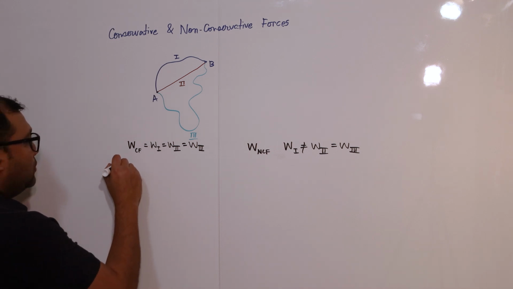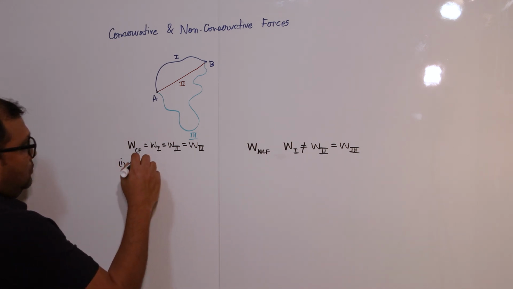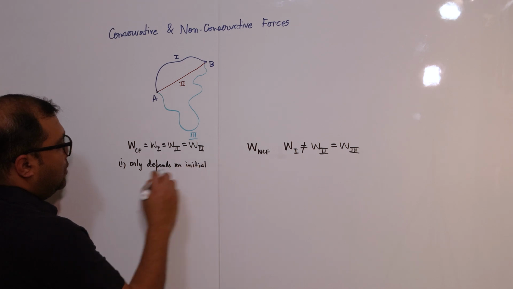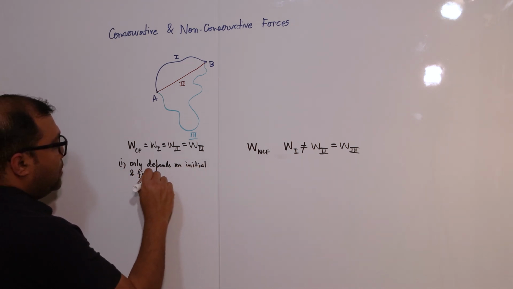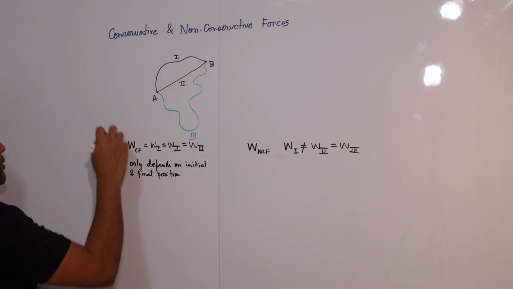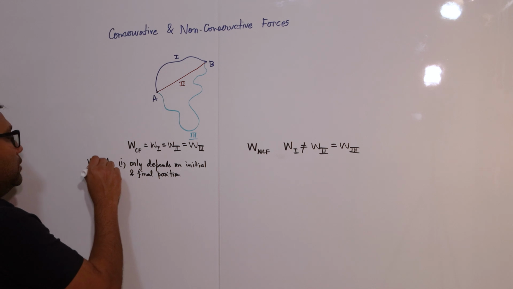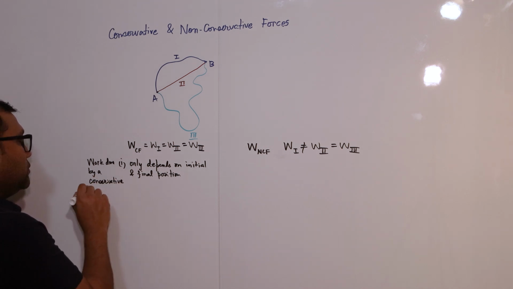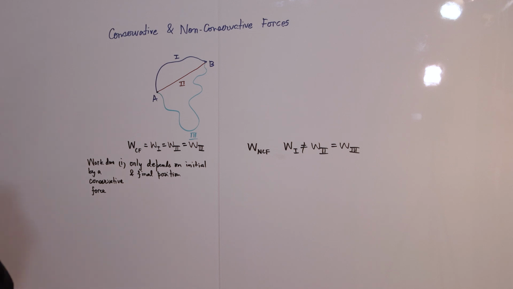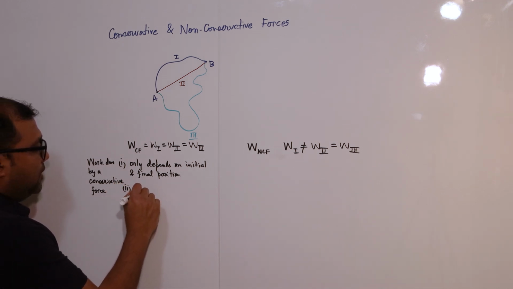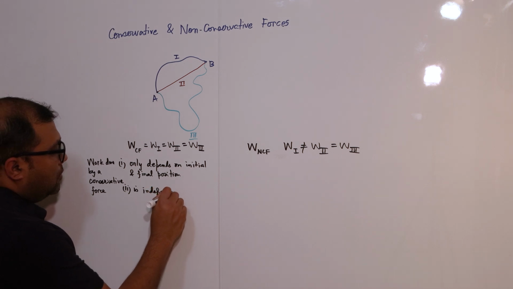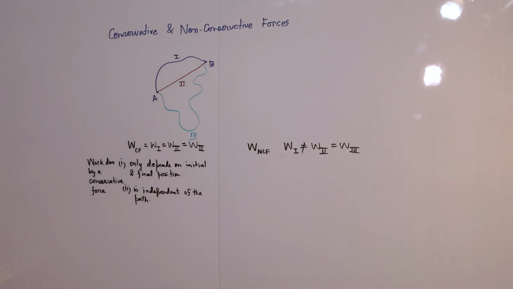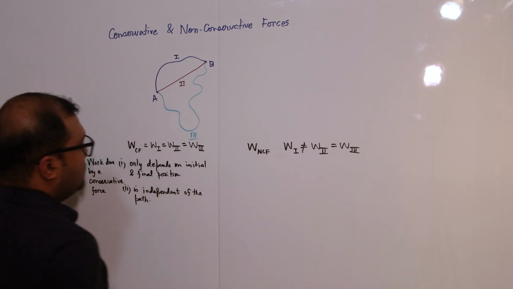So let me write that out for you. Work done by a conservative force only depends on initial and final position, and second, it is independent of the path. And work done by a non-conservative force is dependent on the path.